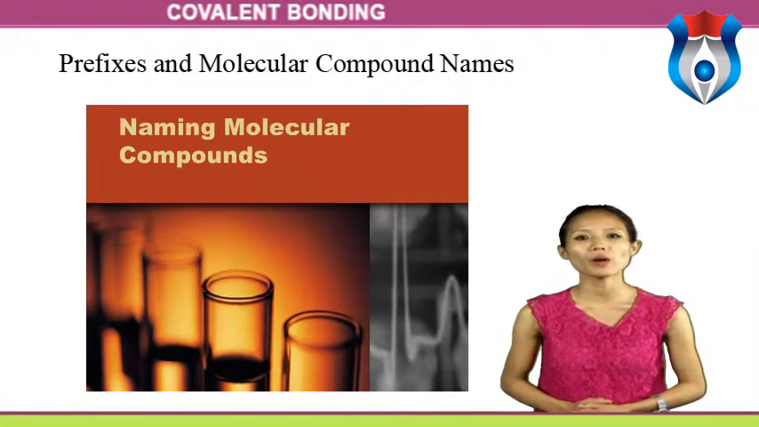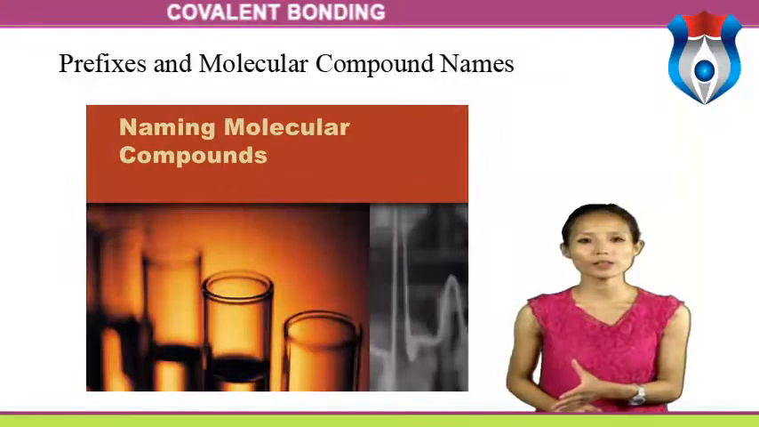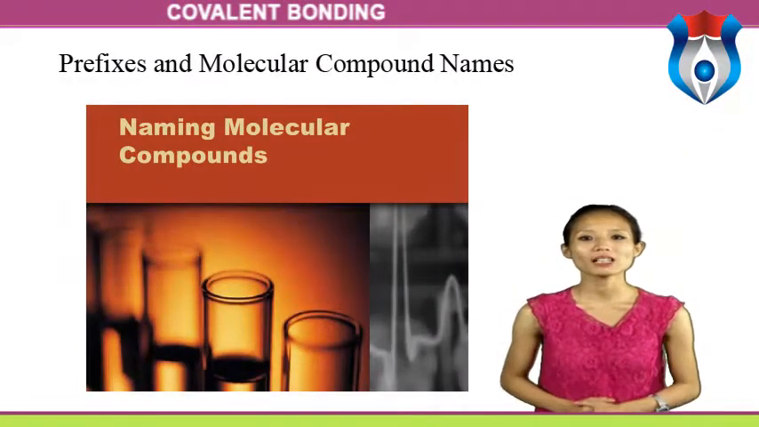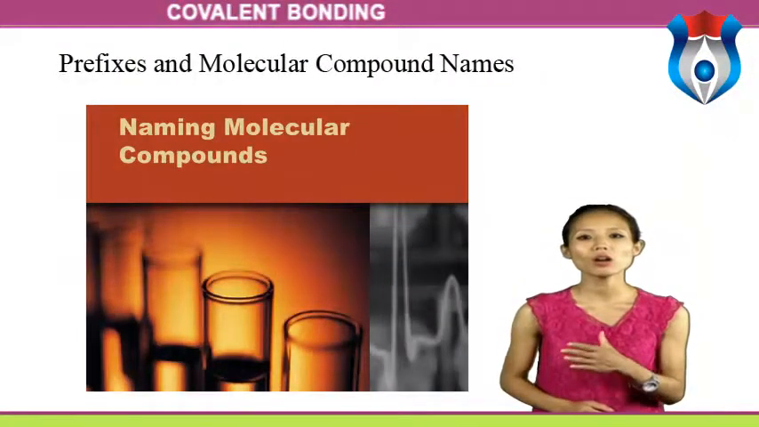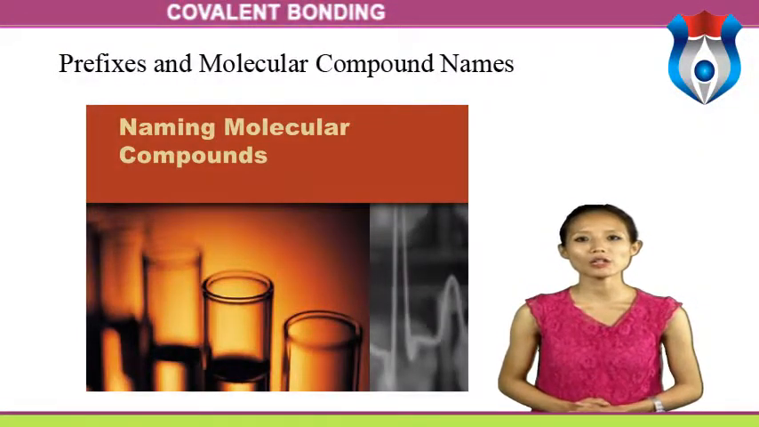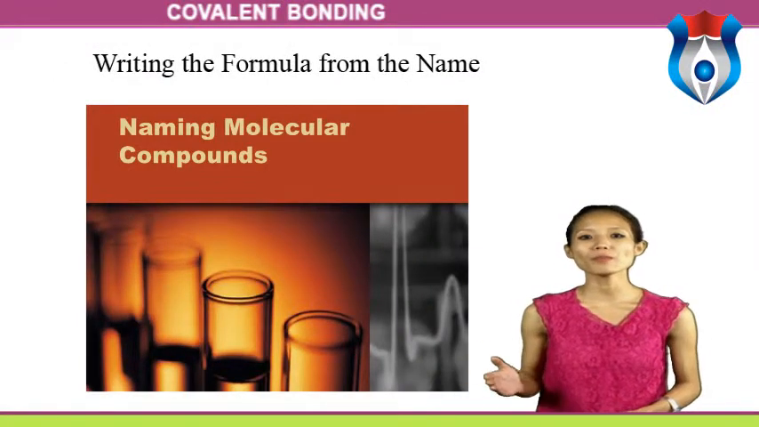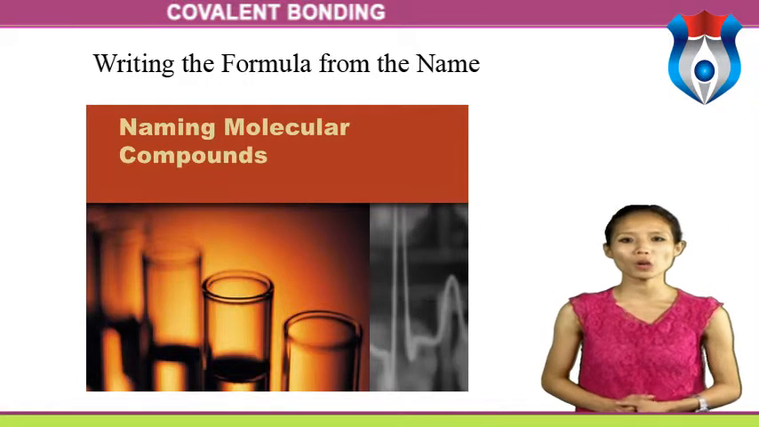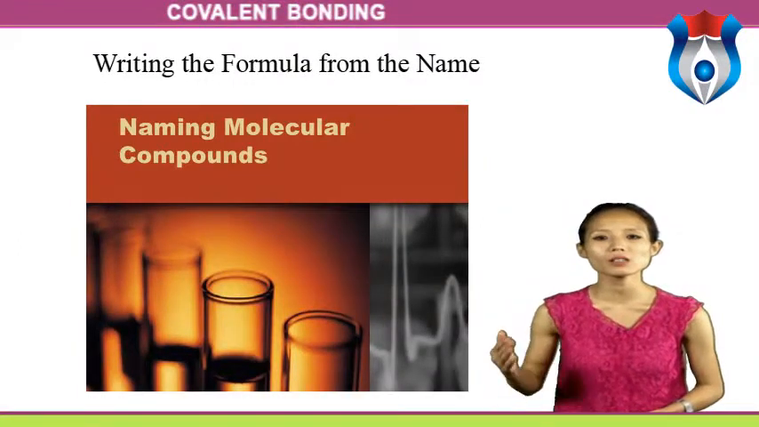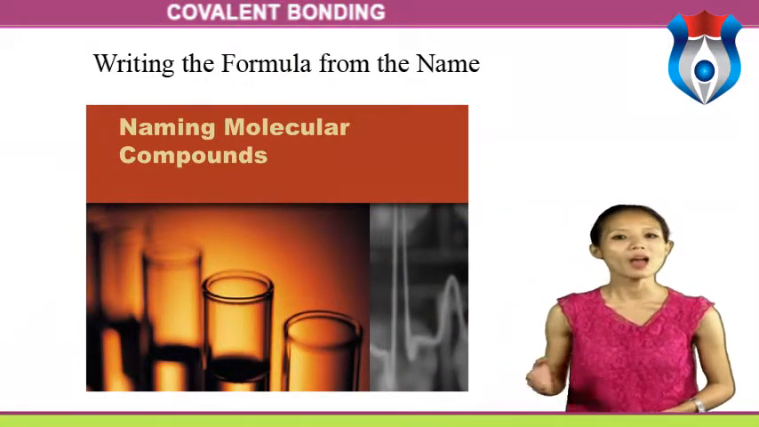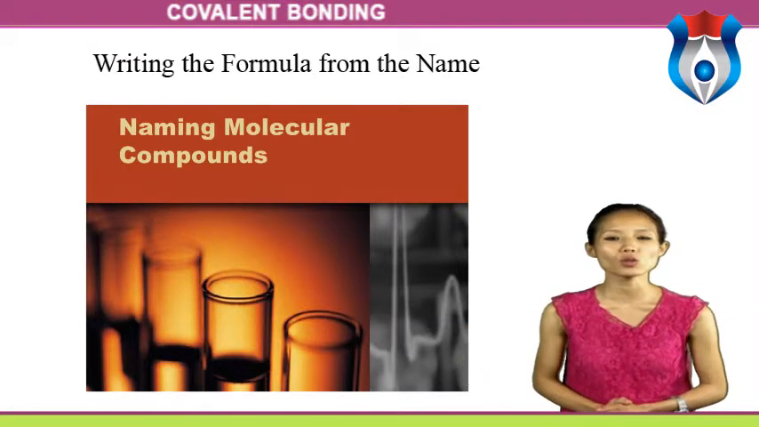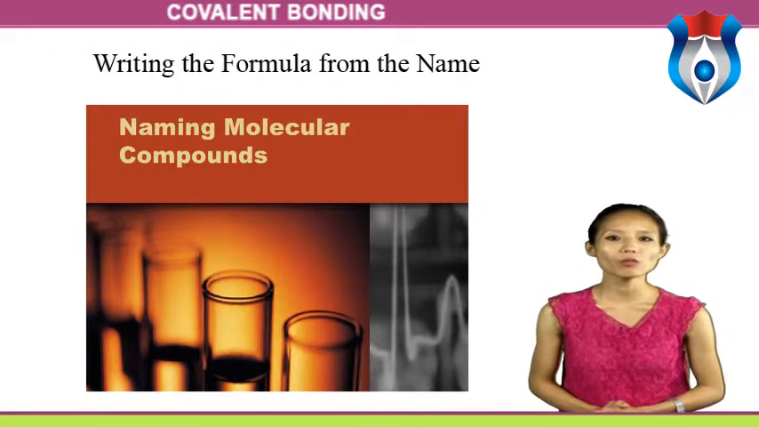Examples of covalent compound names: SO2, sulfur dioxide; SF6, sulfur hexafluoride; CCl4, carbon tetrachloride; NI3, nitrogen triiodide. Writing the formula from the name. We can write the formula for a covalent compound from its name by writing the symbols for the first and second element and translating the prefixes into subscripts. For example, xenon hexafluoride would be written XeF6.